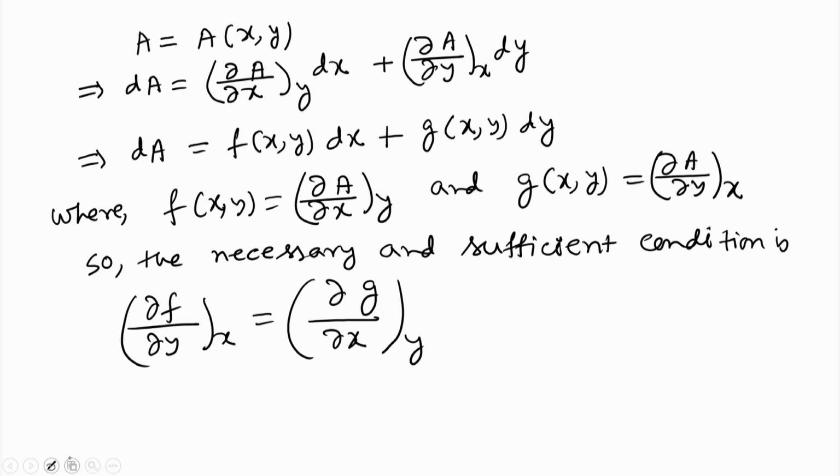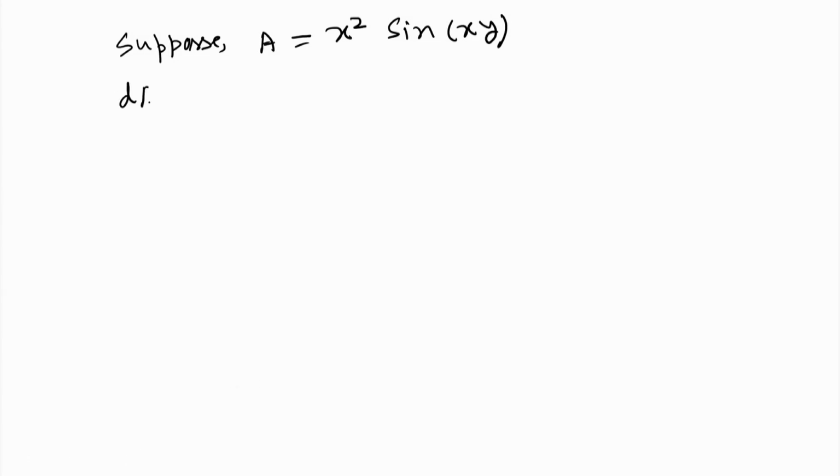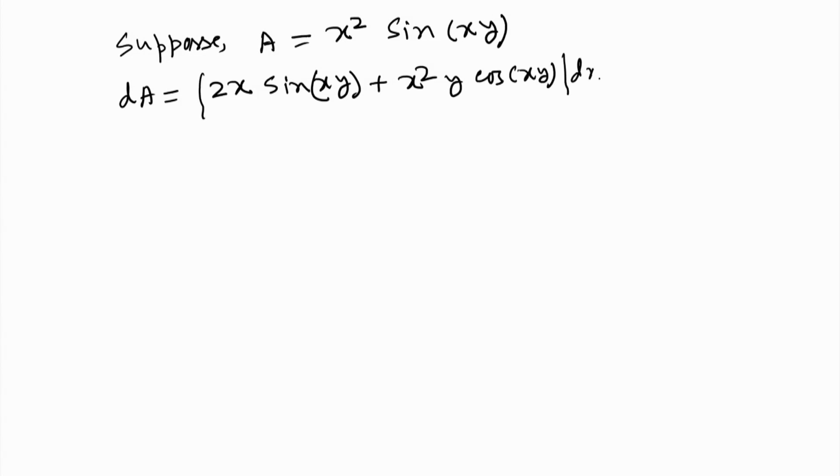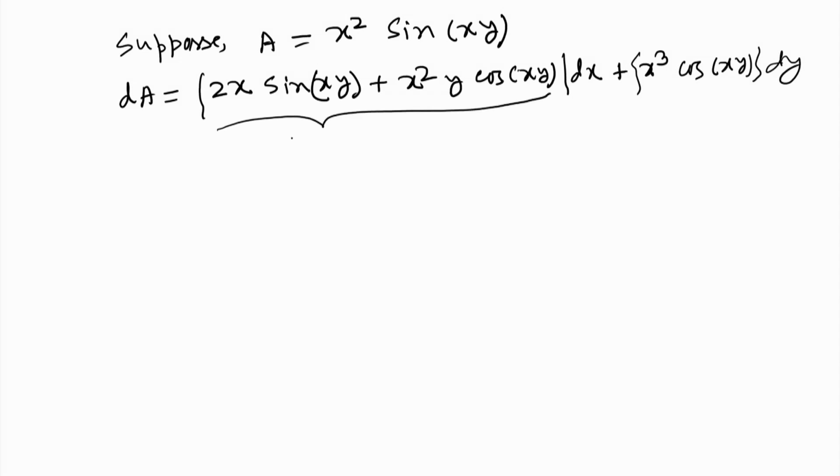Okay. Now we will consider one simple function and we will try to prove this. Suppose A is x to the 2 sine x y. So, dA we can write, if we differentiate A, we get like this. So, this is our f x y and this term is our g x y.